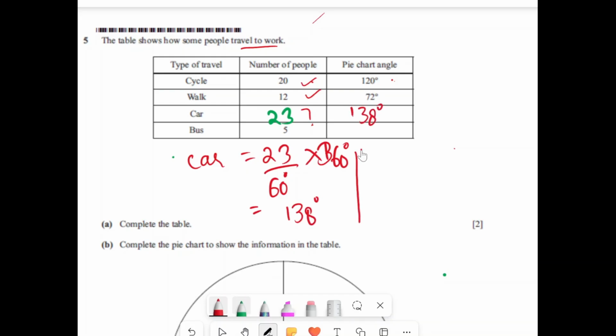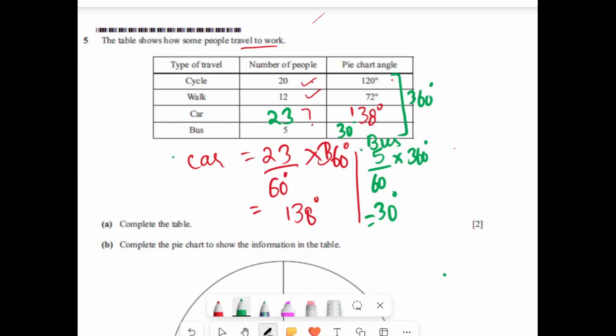Likewise, you will calculate the angle for bus. So for bus, 5 out of 60 travel by bus. So you will multiply it by 360 degrees to get the value for bus. So it will be 30 degrees. You can check whether the angles are correct or not. If you add up all these pie chart angles and they all add up to 360 degrees, it means you have calculated correctly. And mine is correct because I had checked and they all add up to 360 degrees.